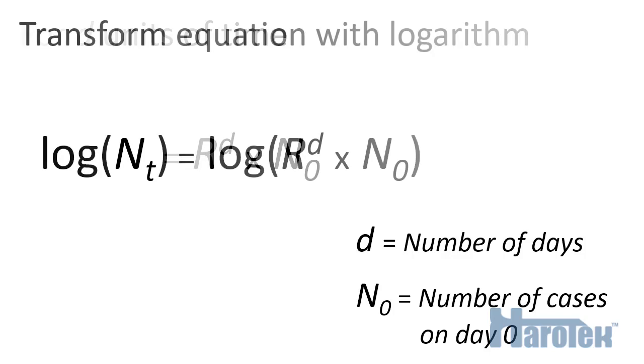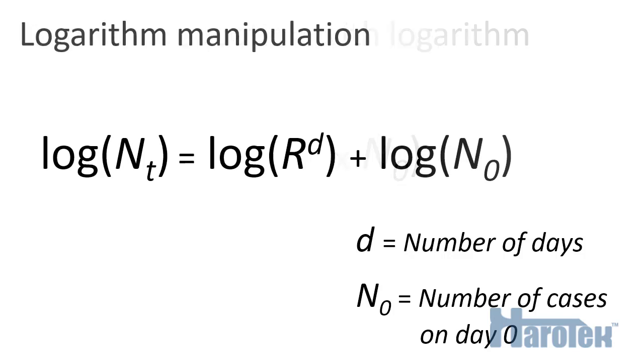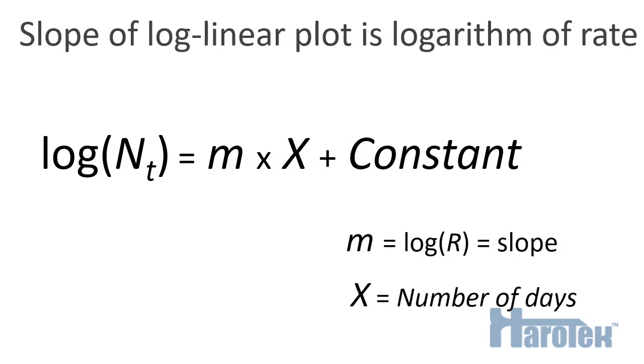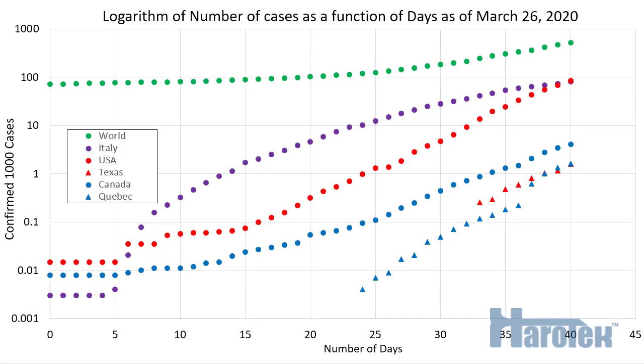If we apply logarithms to both sides of the equation and after logarithm manipulations, we can see that if we plot the logarithm of the number of cases as a function of days in a log linear plot, the slope of that curve would be equal to the logarithm of the rate of increase of cases. So this is exactly what I have done in an Excel spreadsheet for a few countries for the Covid-19 pandemic using the following references.